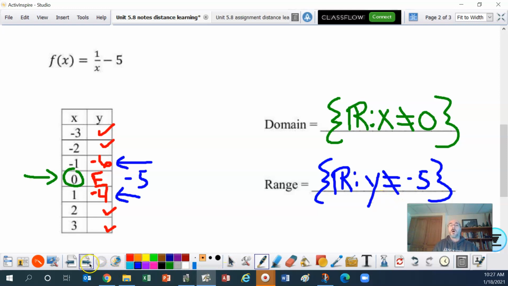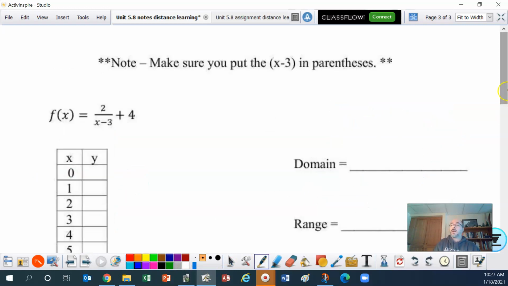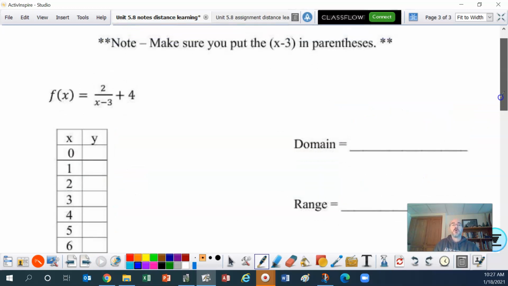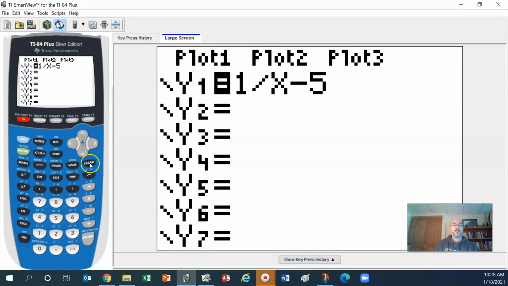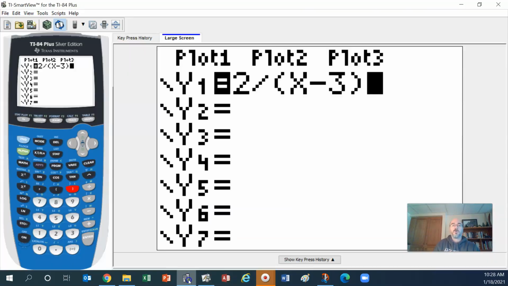All right, let's do one more. Okay, one more. All right, this one has 2 over x minus 3 and then plus 4 on the outside. And we have to remember to put parentheses around the x minus 3. So let me go in and clear that out. And I'm going to put 2 divided by parentheses x minus 3. And then what was behind that? Plus 4.